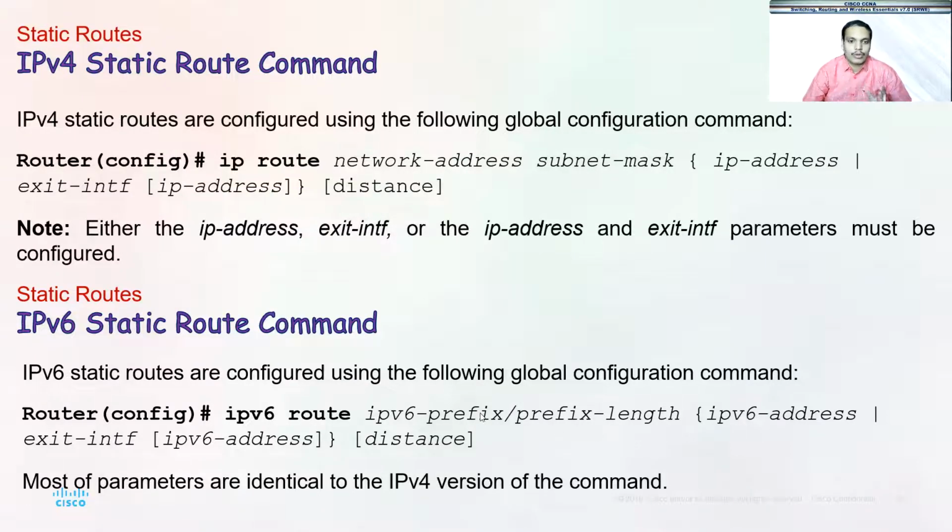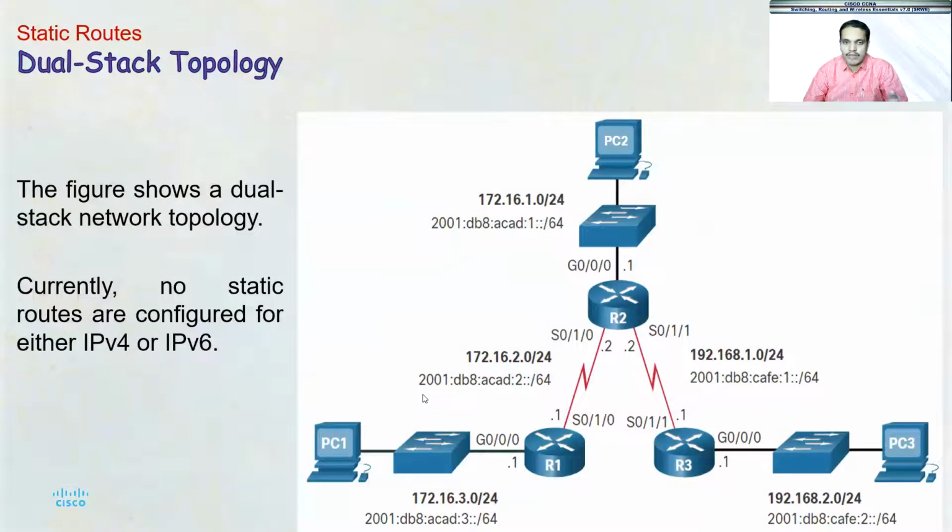Whenever you want to configure a static route, you need to use the command ip route or ipv6 route, then the destination network address along with the subnet mask or the prefix length, followed by either the IP address, which is the next hop's IP address, or the exit interface, or even both. Let me show you one simple topology where we can implement these routes so that we will understand better. This is the topology. Please remember that in this topology, R1 has 2 directly connected networks, right?